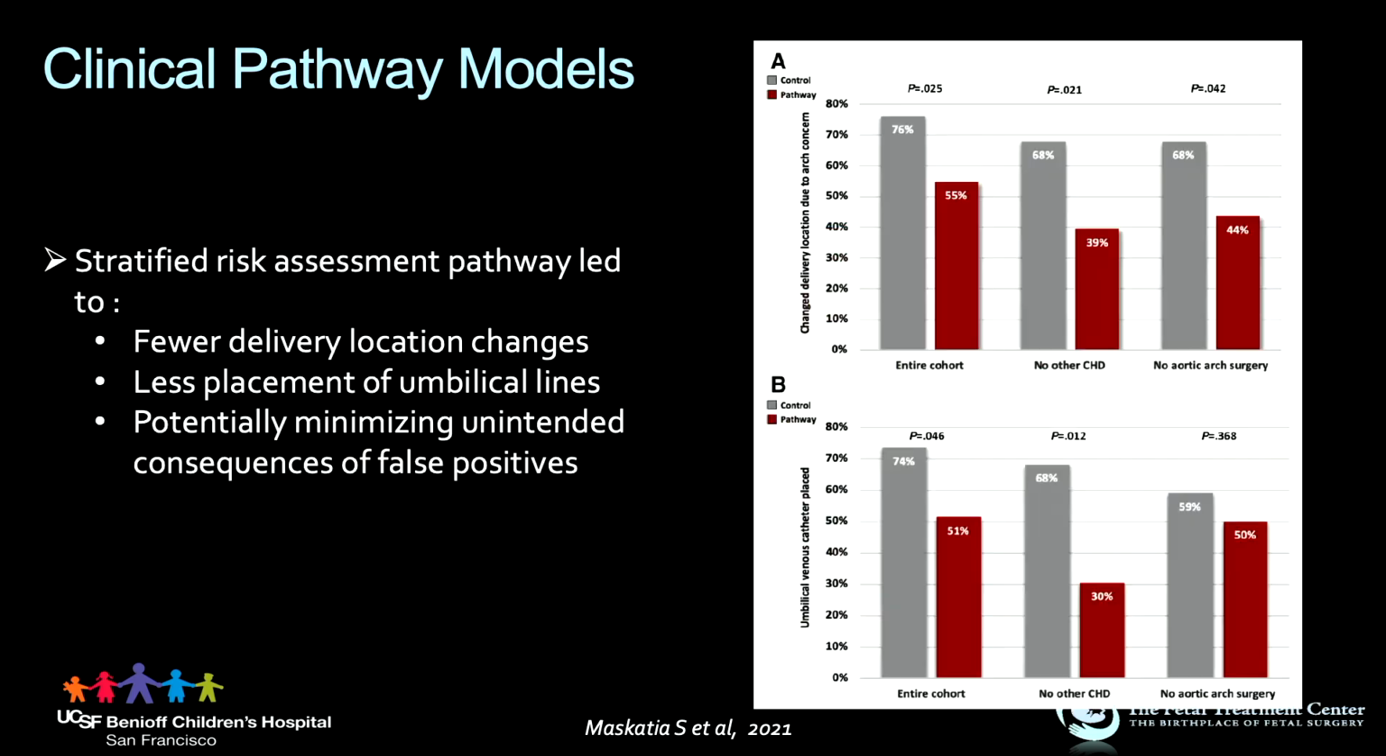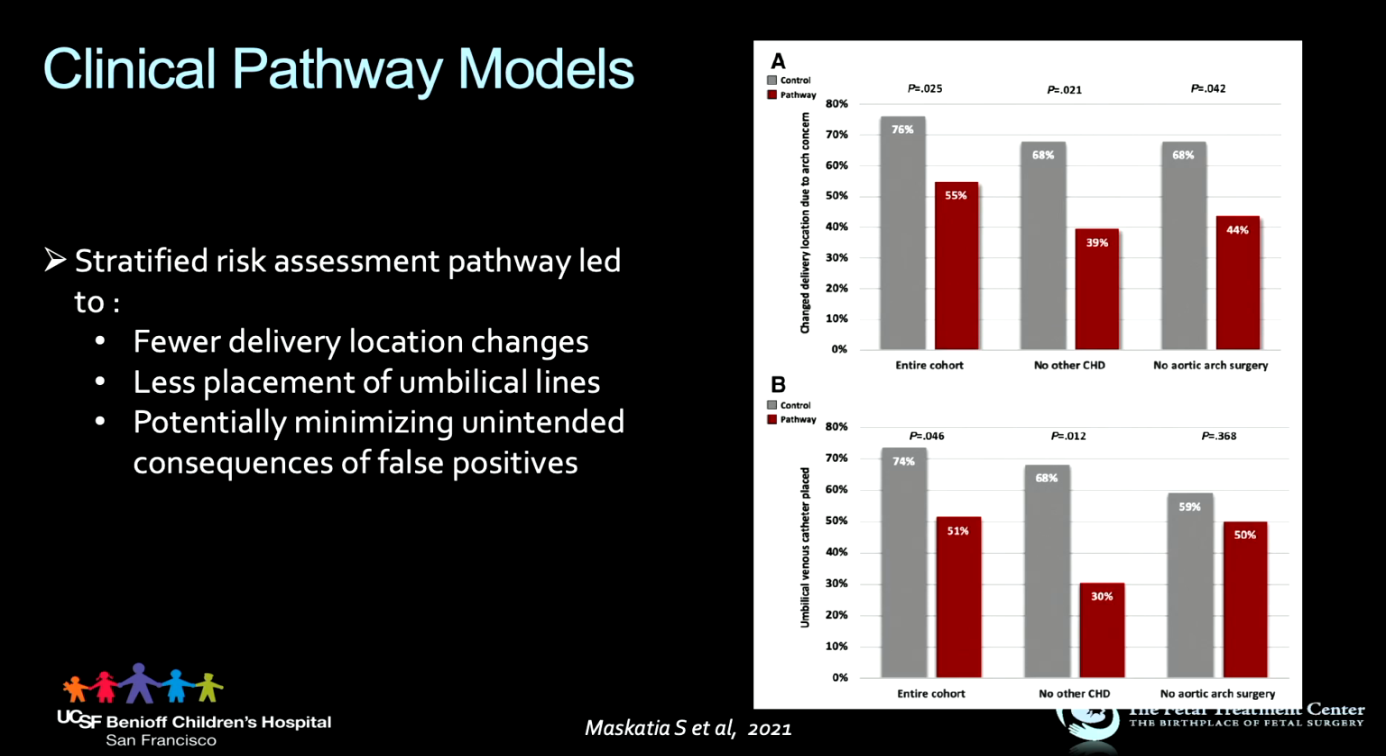And what they found was this stratified risk assessment pathway led to fewer delivery location changes, less placement of umbilical lines, which means that they potentially minimize some unintended consequences of false positives. So it seems like this might be a good approach to a disease like coarctation, to have these clinical pathways based on your degree of suspicion for coarctation.